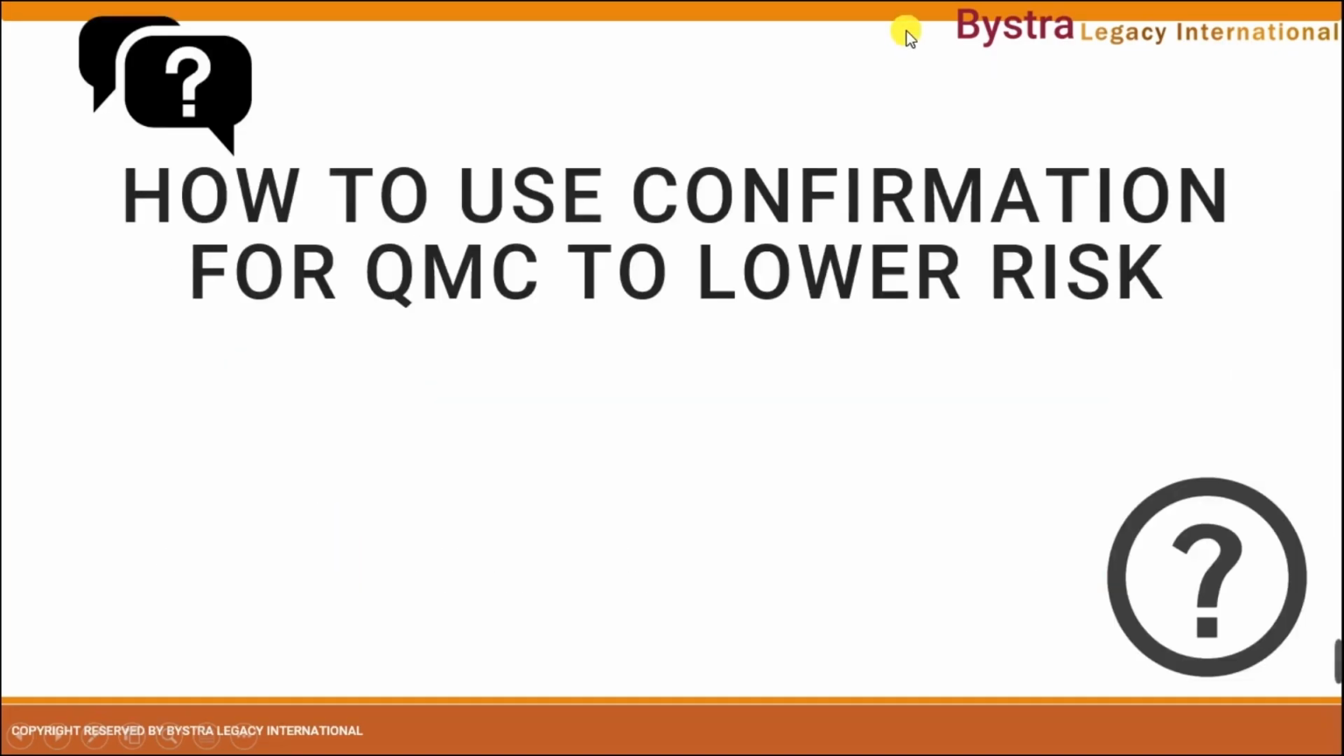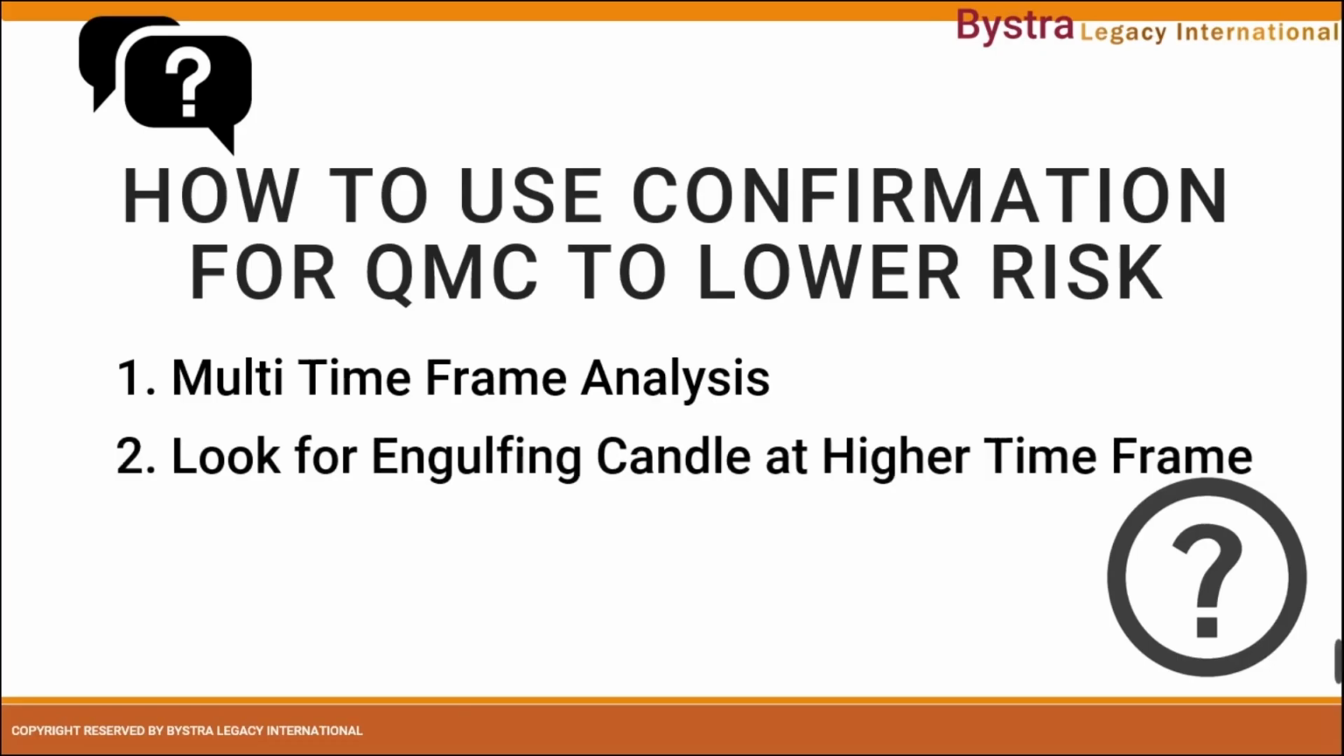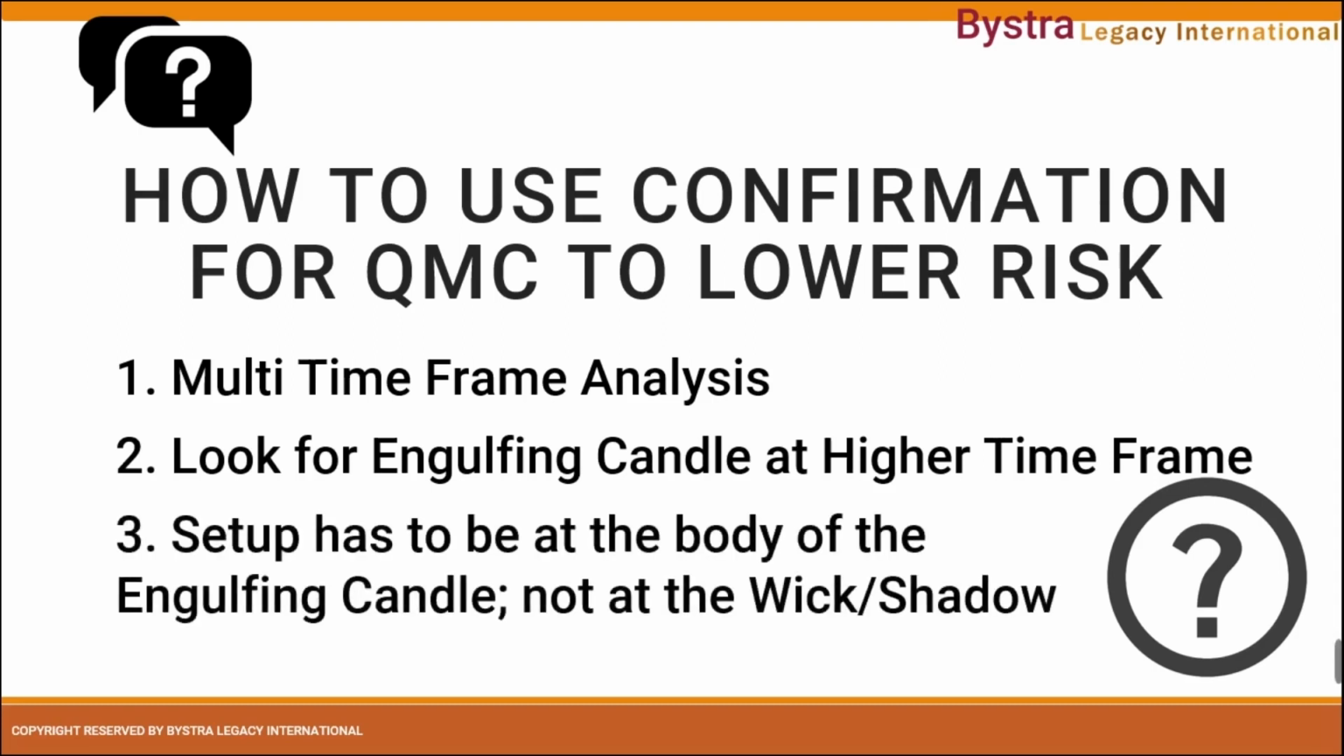So how do we use confirmation for QMC to lower our risk of entry? First of all, as always with all the setups, it must be a multi-time frame analysis. This is the main key. Second, we must always look for the engulfing candle on a higher time frame as our confirmation, and make sure that the setup is at the body of the engulfing candle. Please remember guys, never have the setup at the wick or the shadow, or else the risk is very high. You will increase the risk and this will be very, very dangerous.